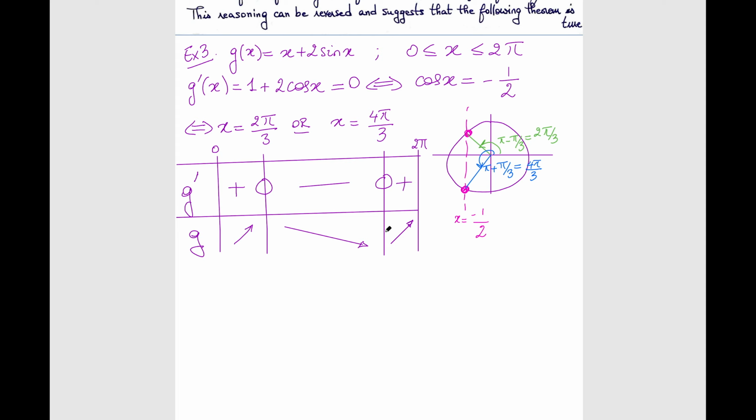And at 4 pi over 3, the function G prime changes from negative to positive. So at this number, I'm going to have a local minimum, right? All right, so what are these numbers?